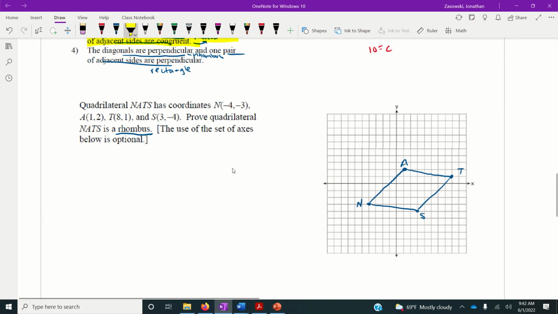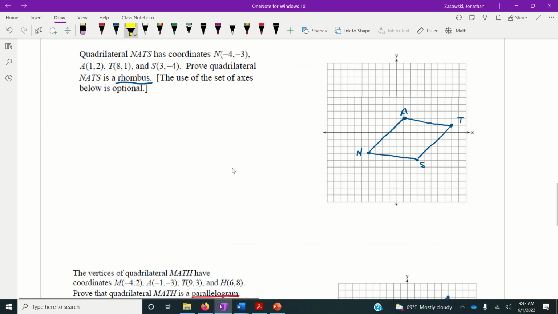All right, on to the last two here. So these are coordinate geometry proofs. So remember that we want to identify the shape that we're trying to show. So in our first figure, you can go ahead and graph the lines. Go ahead and pause, graph your points, and draw on your shape.